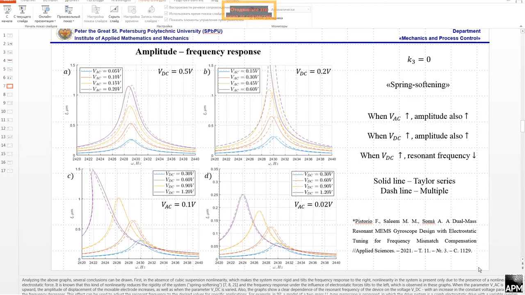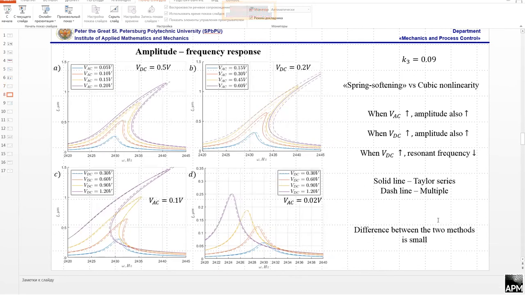For example, in this work, a model of a two-mass, dual-mass LL-type gyroscope is proposed in which the drive system is a comb electrostatic drive with variable area, but an electrostatic drive with variable gap is also used to adjust the resonance frequency along the sensitivity axis closer to its natural frequency along the drive axis to ensure the required difference between frequencies in case of temperature disturbances.